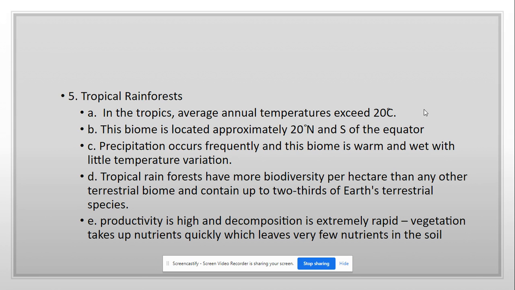So, because of that, the tropical rainforest probably has the most biodiversity per hectare of any other terrestrial biome we find on Earth. Its productivity is very high, decomposition is extremely rapid, but the vegetation takes up nutrients very quickly, which leaves very few nutrients in the soil.